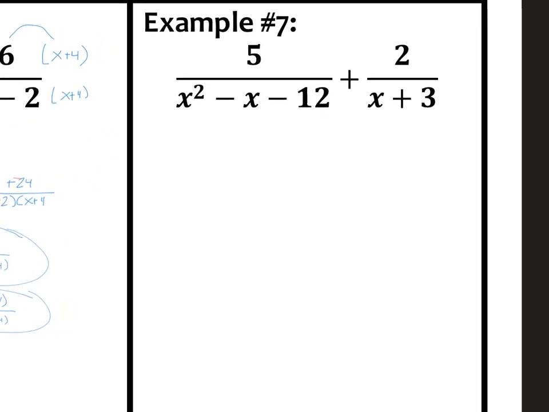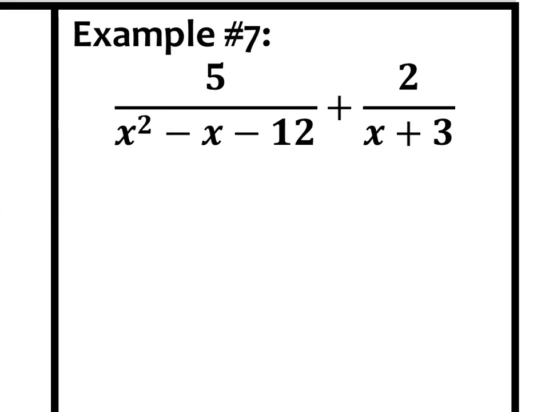Okay, last example. This time we have a quadratic in the denominator that can be factored. So I'm going to go ahead and factor that and see if I don't have an x plus 3, something in common with this factor over here. And when I do that, I actually do. So x squared minus x minus 12, I'm going to rewrite that as, two numbers that multiply to be negative 12 that add up to be negative 1, or x minus 4 and x plus 3.